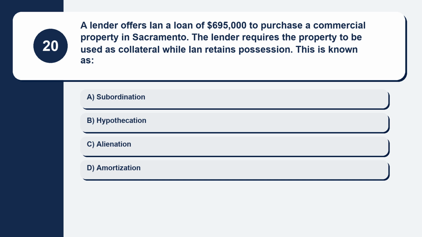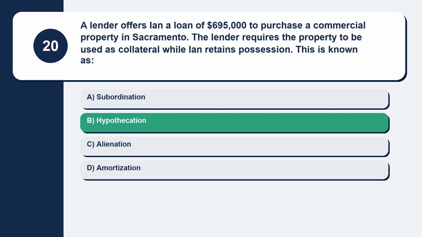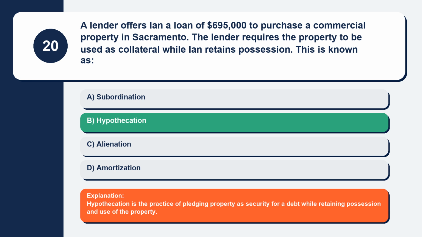Question 20. A lender offers Ian a loan of $695,000 to purchase a commercial property in Sacramento. The lender requires the property to be used as collateral while Ian retains possession. This is known as. Here are your options. Option A, subordination. Option B, hypothecation. Option C, alienation. Option D, amortization. The correct answer is option B, hypothecation. Explanation: hypothecation is the practice of pledging property as security for a debt while retaining possession and use of the property.